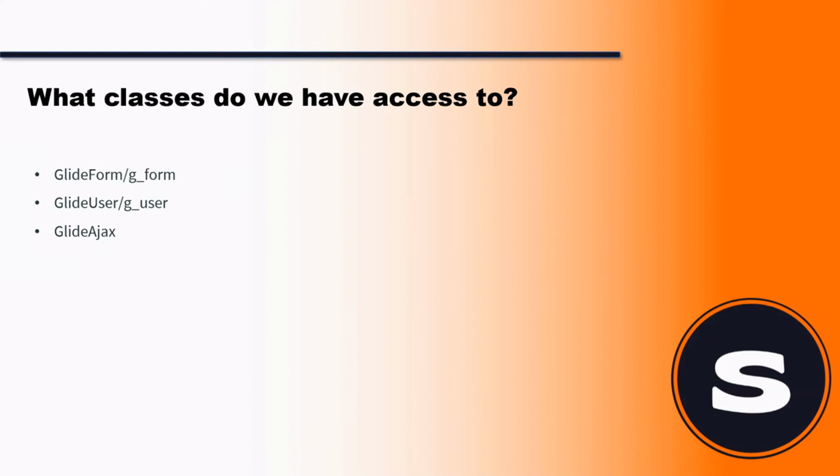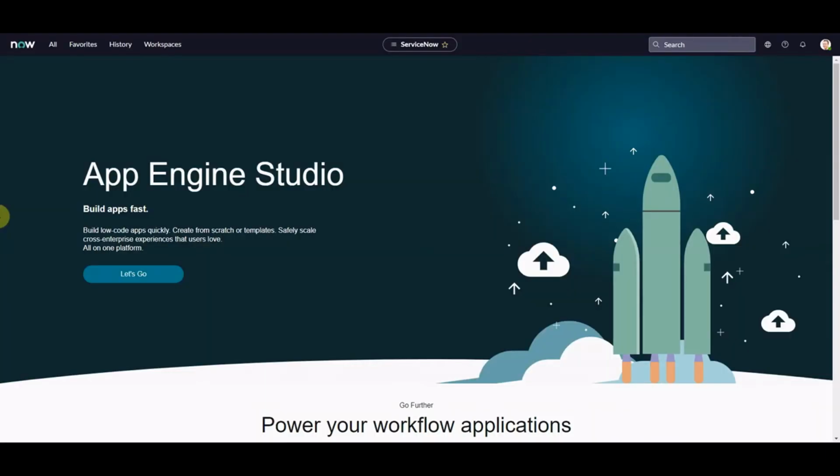So that's gform, guser, GlideAjax. Okay, so let's go into the platform and let's look at the client script form. So I've gone into the instance. This is San Diego. I've done a video on my top 5 inserts, San Diego and Polaris. So check those videos out.